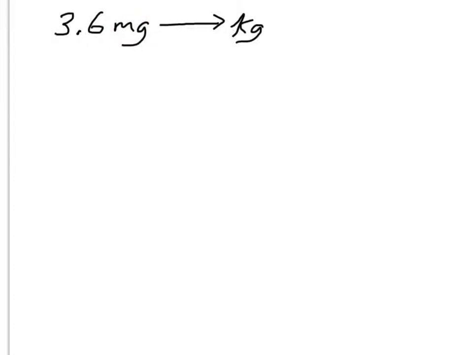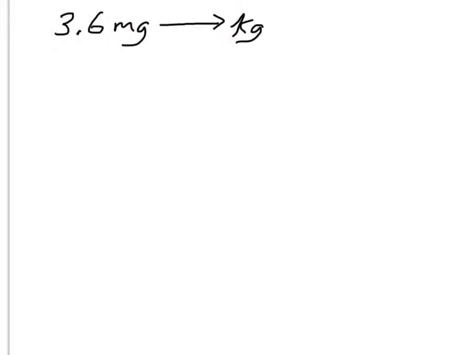It's a two-step process because I know that the SI prefix milli is 10 to the negative 3. That allows me to go from milligrams to just grams. And then I can go from grams to kilograms. Again, because milli is 10 to the negative 3 grams, kilo is 10 to the positive 3 grams. So I'm going to go from milligrams to grams, and then grams to kilograms. Two-step process because I have two SI prefixes.